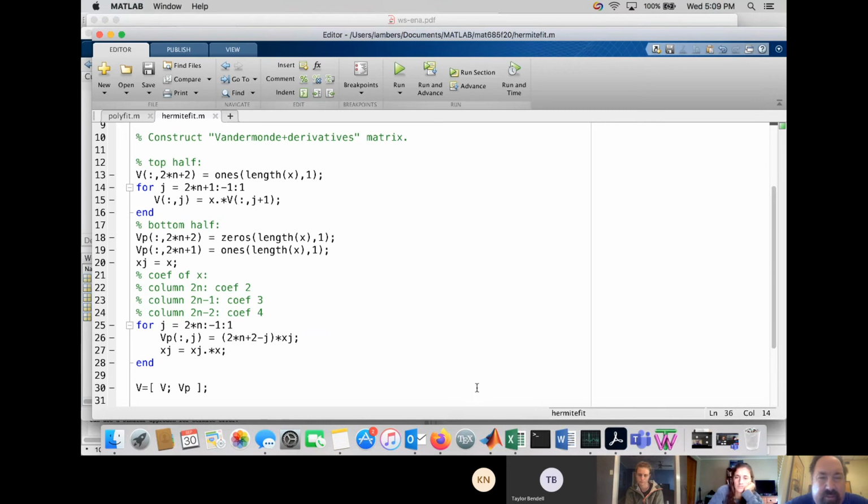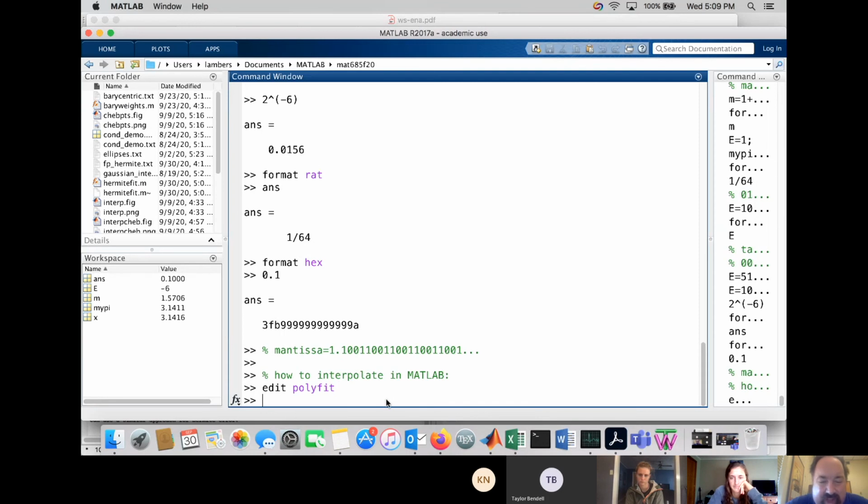And yes, I am setting myself up for embarrassment because I did not prepare this in advance. I've never written this code before. So we'll see what happens. My x values are 0 and 1. So f of 0 is 0. f of 1 is also 0. f prime of 0 equals 1. f prime of 1 is also 1.